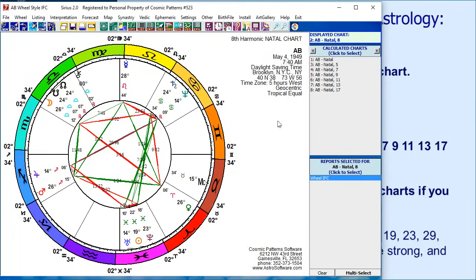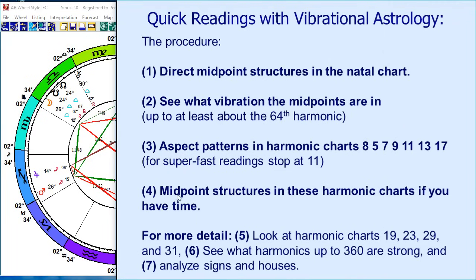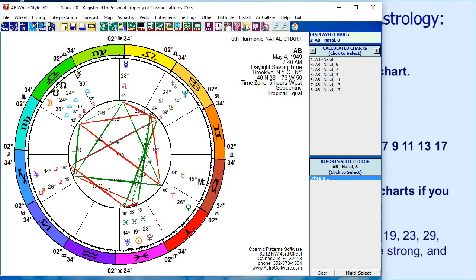Now we want to look at aspect patterns. Do you see anything? That's step number 3. Step number 3 is aspect patterns in harmonic charts 8, 5, 7, 9, 11. Well, we're already into this. We're into the 8th harmonic. Do we see a pattern?